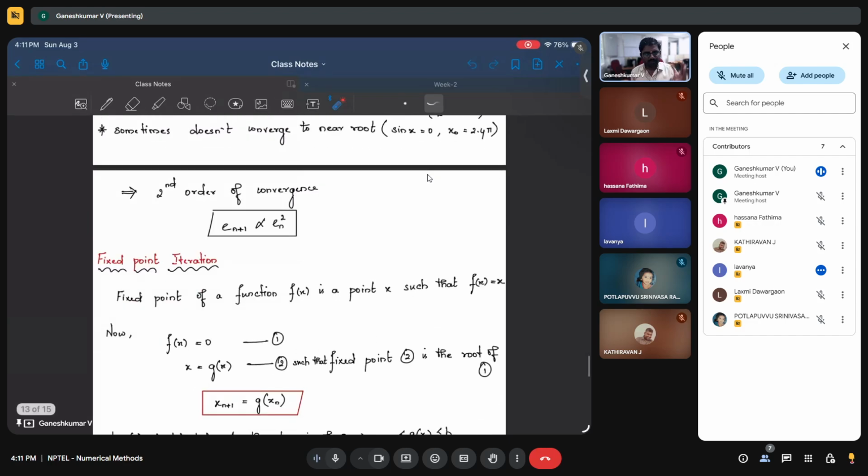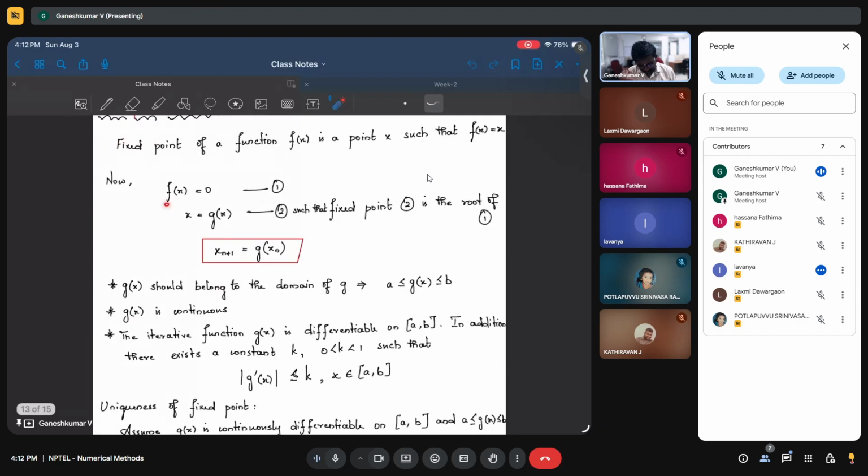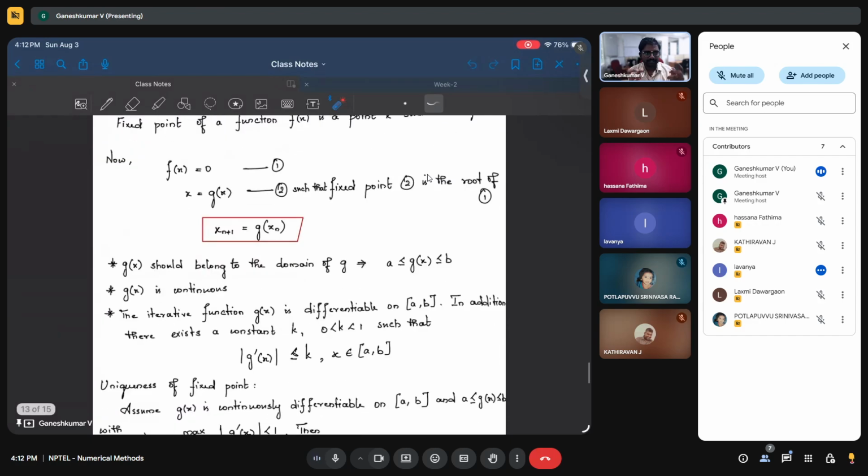But still, everywhere people still use it. It is one of the best methods. And fixed point iteration is a little more involved method. Basically, you will have a function, and you will construct another function whose fixed point is actually the root of the function, the root that we seek. Now, this is how you write it: f of x is 0 and x is g of x, which means the fixed point is, as I said, g of x equal to x, and in iteration you can write x of n plus 1 is g of x of n.